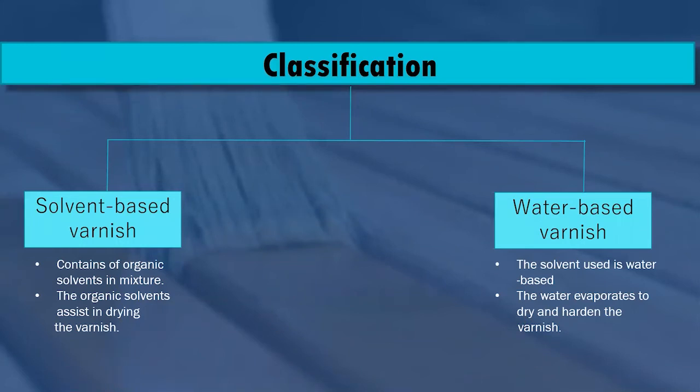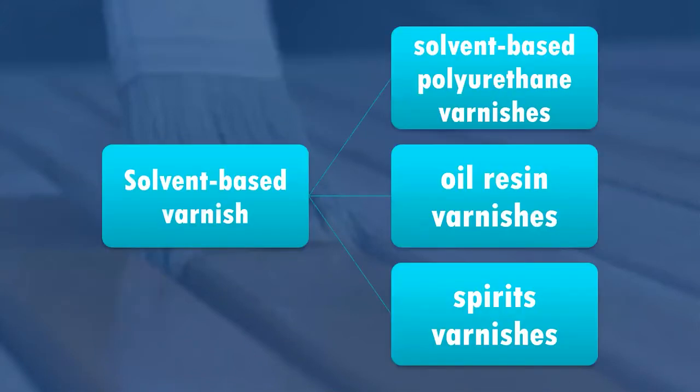So next, varnish can also be classified by the type of solvent used, which are solvent-based varnish and water-based varnish. The solvent-based varnish contains solvent in the mixture. The solvent assists in drying the film of coating, while for the water-based varnish, the solvent used is water. The water will evaporate and dry, thus hardening the coating. Next slide. So the examples of solvent-based varnish are solvent-based polyurethane varnishes, oil resin varnishes, and spirit varnishes. We can see the explanation about these solvent-based varnishes on the next slide.